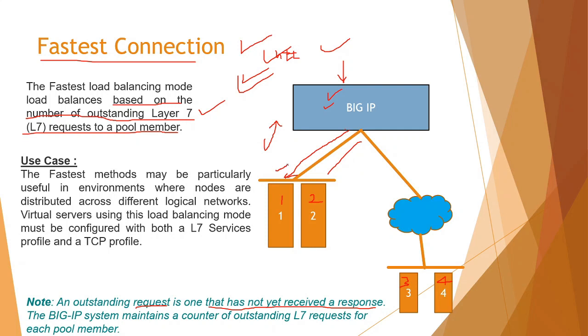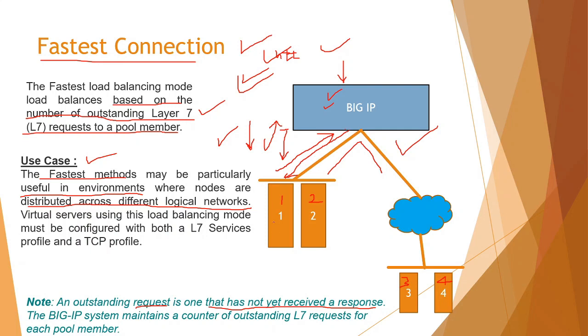Until and unless it receives a response, it will not decrease the counter value. So in the fastest connection method, the BIG-IP appliance distributes the traffic based on the counter value. Any server which has the lower counter value will receive the request from the BIG-IP device. The use case for the fastest method is useful in environments where nodes are across different logical networks.